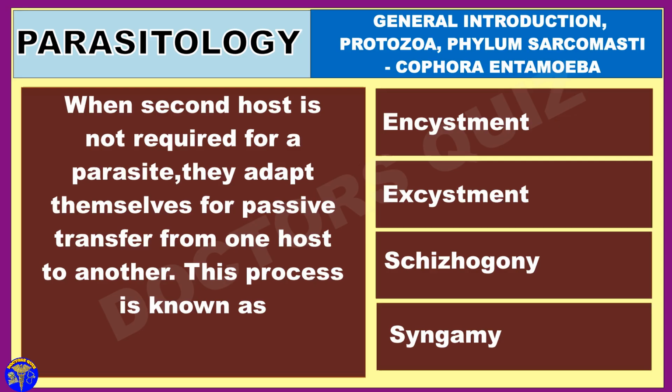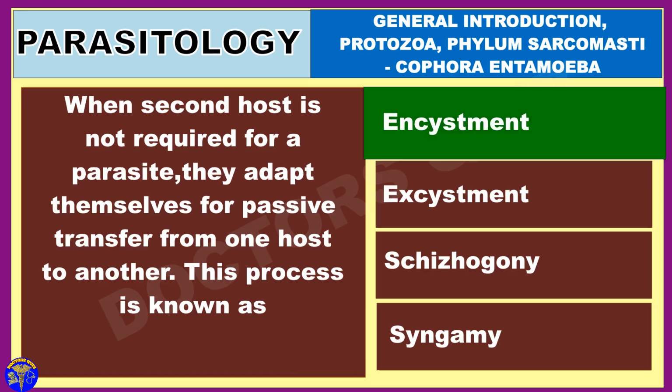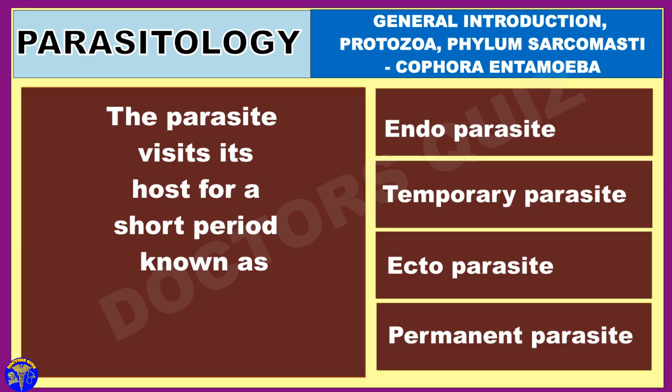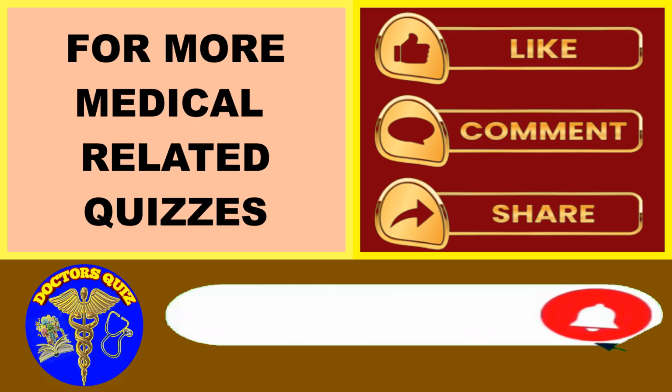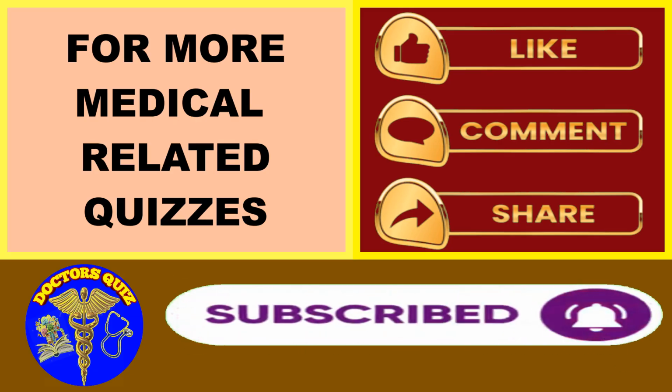When second host is not required for a parasite, they adapt themselves for passive transfer from one host to another. This process is known as encystment. The parasite visits its host for a short period known as temporary parasite. The parasite leads a parasitic life throughout the whole period of its life is known as permanent parasite.